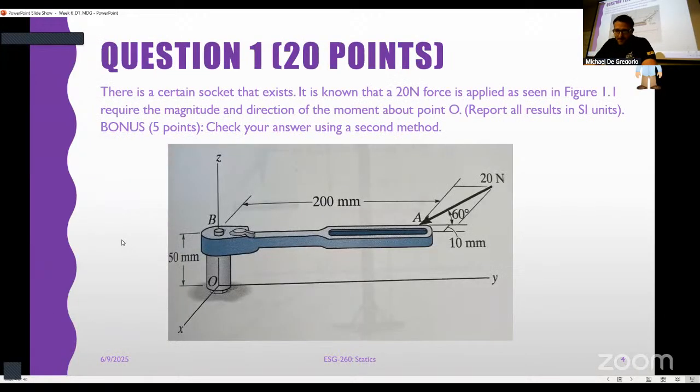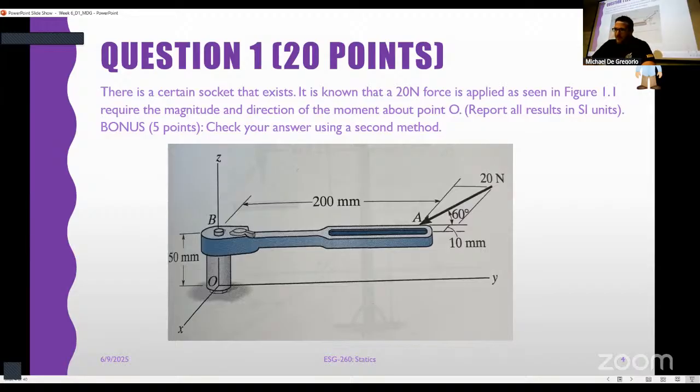All right, first thing, here is this thing. It's a socket, or it's a socket wrench, right? The socket exists. All right, we have a 20 Newton force that's being applied here. Some people asked, is that just in the XY plane? It is intended to be in the XY plane only.